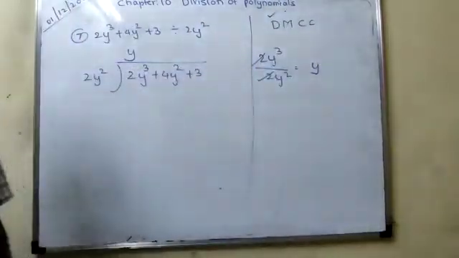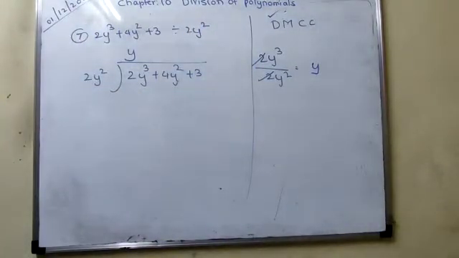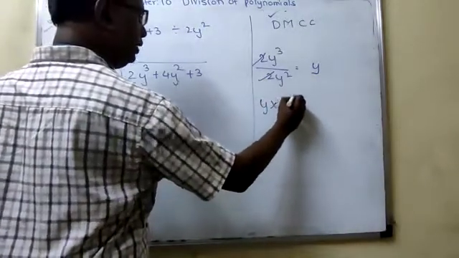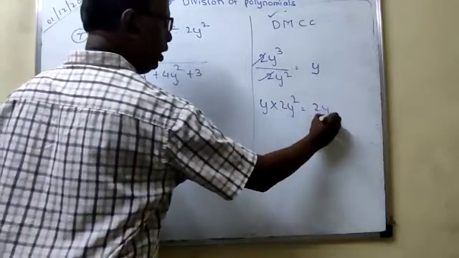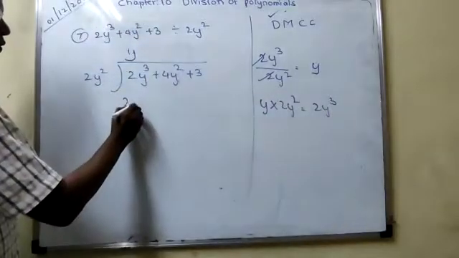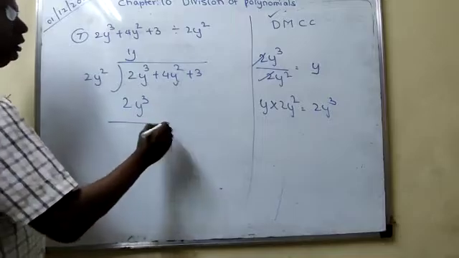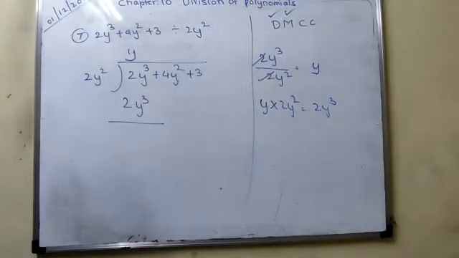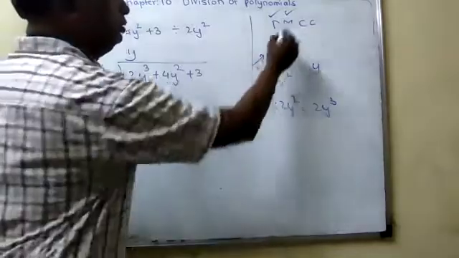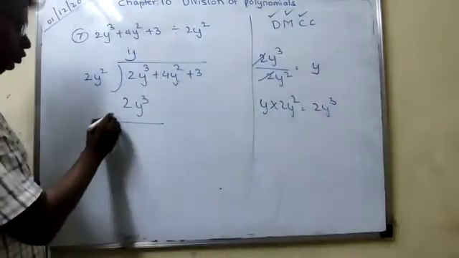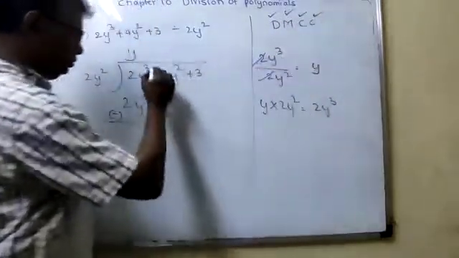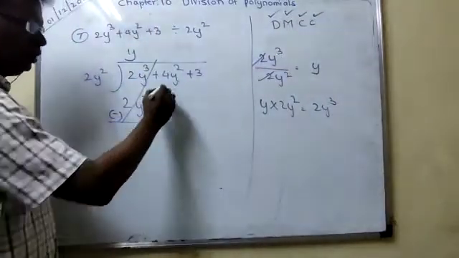Any doubt here? What do you have to do now? We have to multiply this into this. That is y into 2y square, which is 2y cube. Multiplication is over. Next, you have to change the sign. What is the sign here? Plus, so it will be minus. Then next thing, cancellation. This will be 0, there is no need of writing.